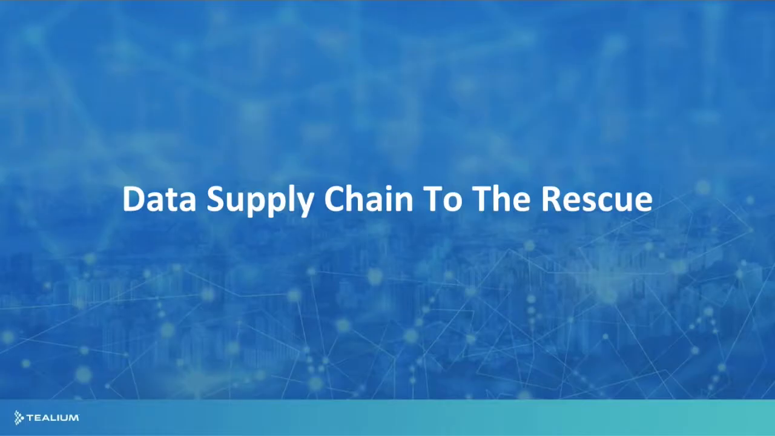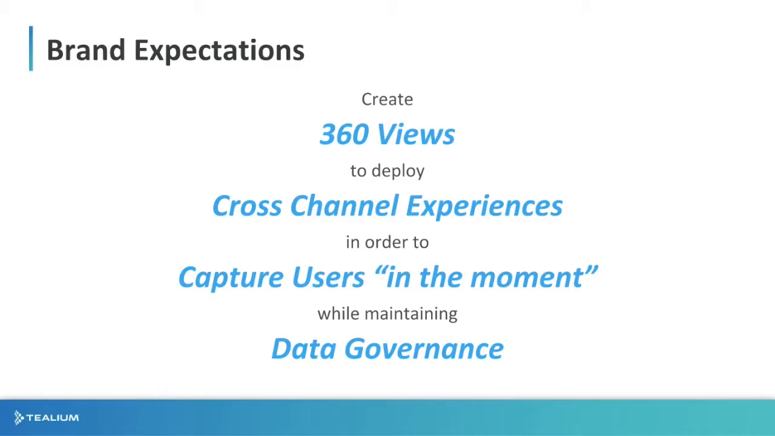So now that we've laid out how we got to this point and the challenges, let's go ahead and dive into what modern organizations are going to do. So, the data supply chain to the rescue. Now, as an organization, this may sound very familiar, and this is the expectation that you have from your customers: to create 360-degree views, to deploy cross-channel experiences in order to capture users in the moment while maintaining data governance. But again, with every organization on a quest to achieve this, what do organizations need to actually do or have in place to make this a reality?